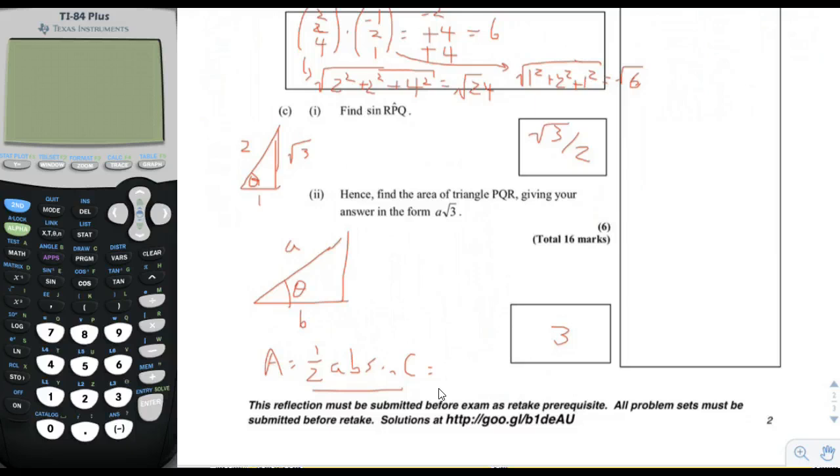So remember that each of the sides is square root of 6 and square root of 24, and the sine of theta we wrote down as square root of 3 over 2. Remember that square root of 6 times square root of 24 is equal to square root of 144, and the square root of 144 is 12. So we have 1/2 times 12 times square root of 3 divided by 2, and that is equal to 12 divided by 4, 3 times the square root of 3. So that's our answer: 3 times the square root of 3.